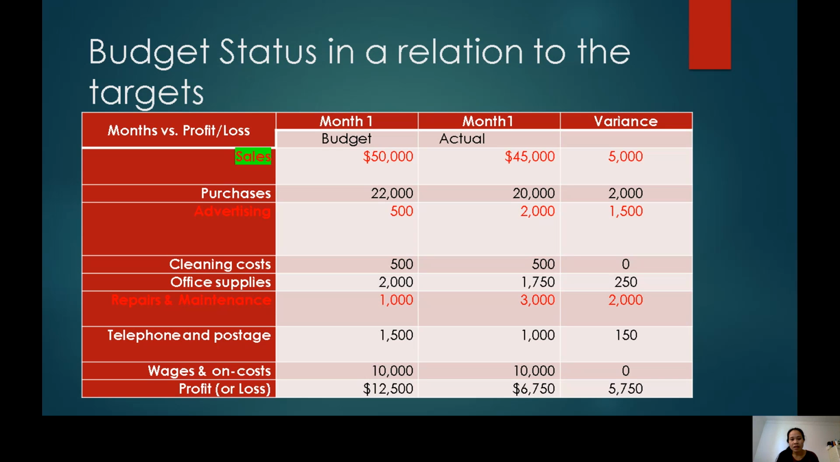$250. In the repair and maintenance, we budgeted 1,000, but we spent more, like $2,000, unlike what we budgeted, which is 1,000. Telephone and postage, we budgeted 1,500, and we just spent 1,000. We save actually 500. Sorry about it, it's 500.